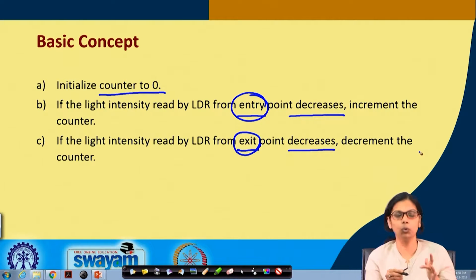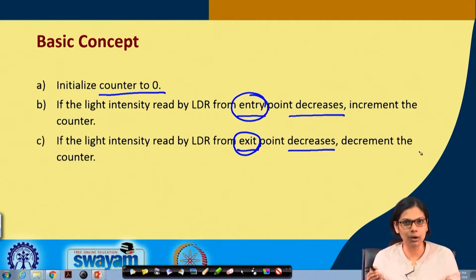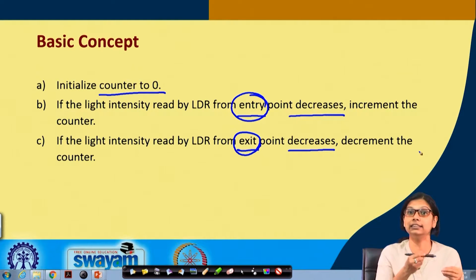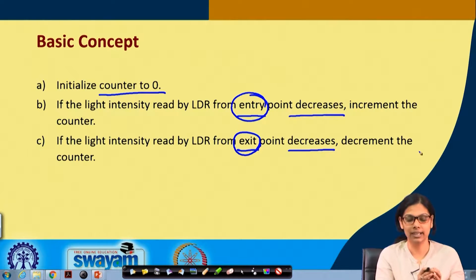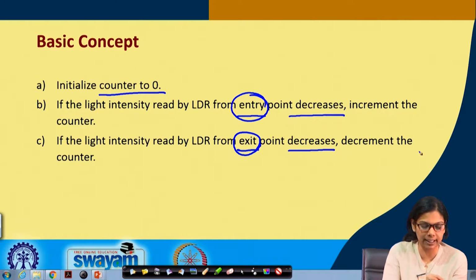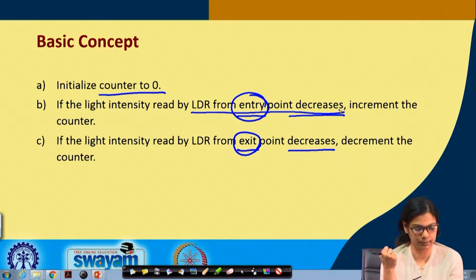Basically, at both the points that we will be considering here, we have kept 1 LDR each. All we need to do now is count whether there is an interruption or not. When will there be an interruption? An interruption will be there when there is a change in the resistance of that LDR. That we have to catch. That is what I mean when I say if the light intensity read by the LDR at the entry point decreases. That particular thing we need to take into consideration while we do the experiment.